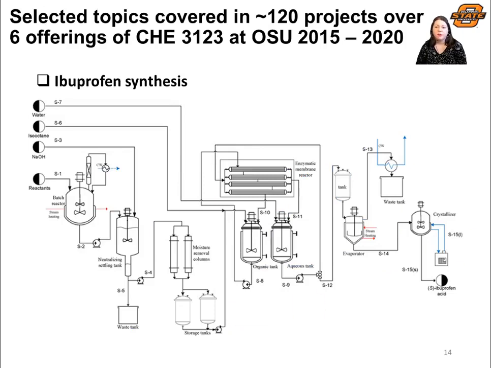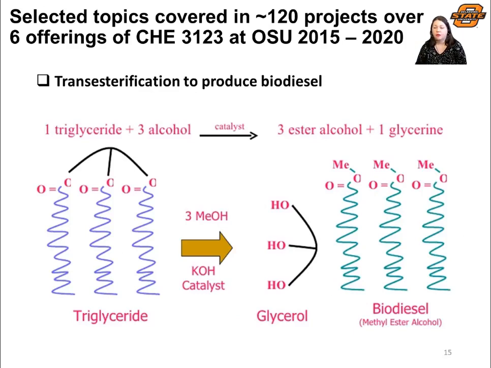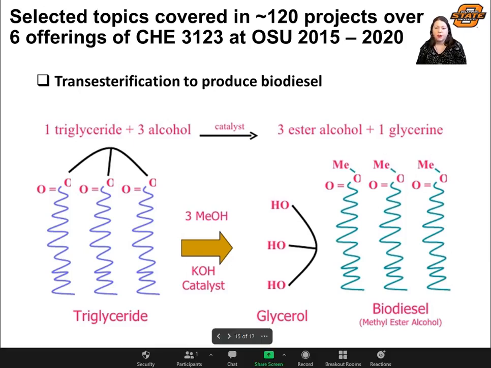Ibuprofen synthesis is popular by our students that are interested in pharmaceutical technologies. And transesterification to produce biodiesel is also a choice that students that are interested in more green technologies, biofuels, choose. There are published papers in this topic that students can use.